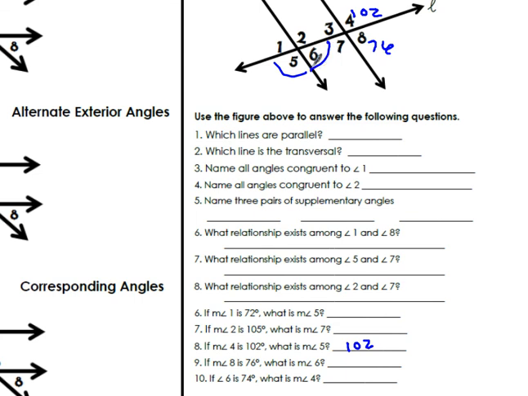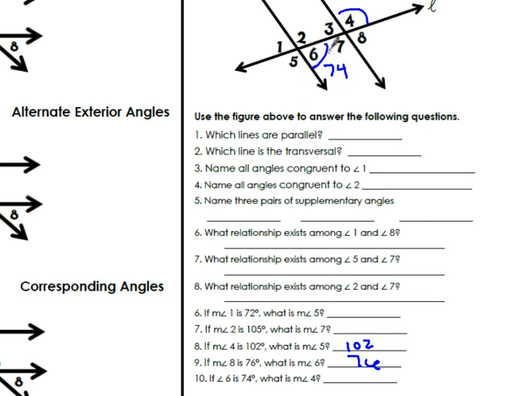Well, these are corresponding angles right here. 8 and 6 are both in the bottom right corner. 76. And then if measure of angle 6 is 74, what is angle 4? So this is one, these do not have a direct relationship to each other. So if I'm looking at just 6 and 4, these are not alternate interior. They're not alternate exterior. We don't have any relationship to them. Okay?